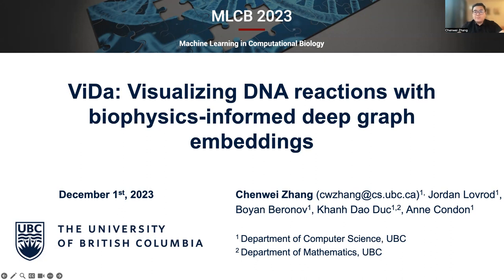However, DNA reaction mechanisms are very elusive because they involve high-dimensional trajectories over secondary structure state space. So in today's presentation, I will introduce a novel method which integrates deep graph embedding with biophysics-informed features to map this high-dimensional trajectory data into low-dimensional space to visualize, therefore helping us to understand the DNA reaction mechanism.